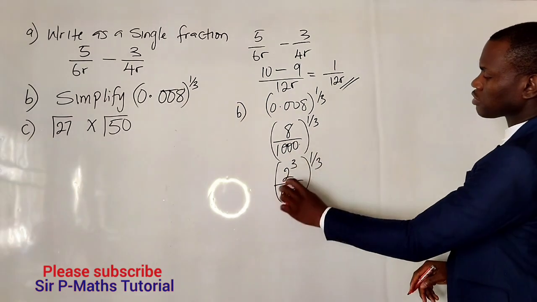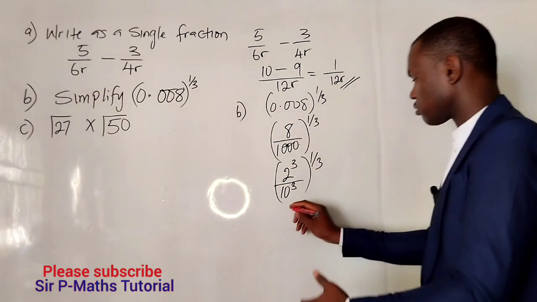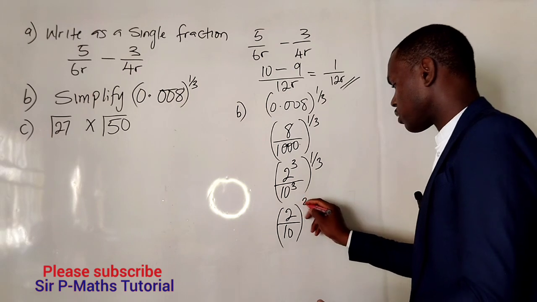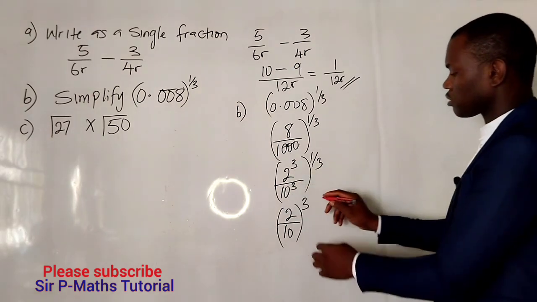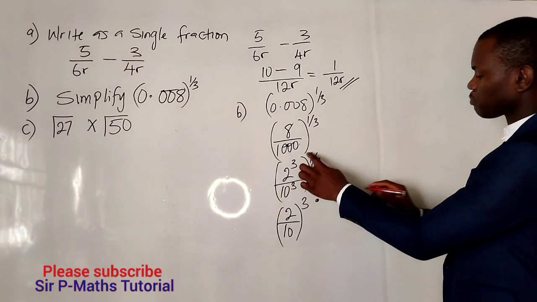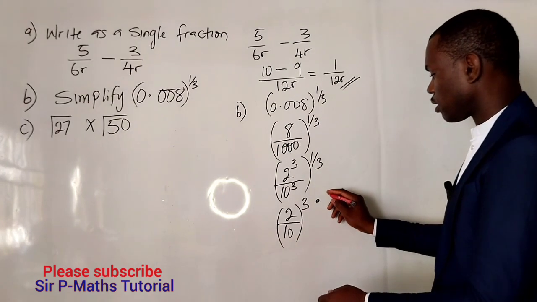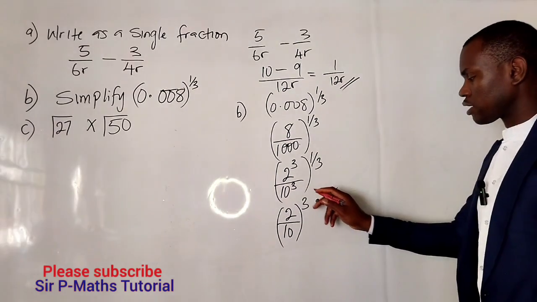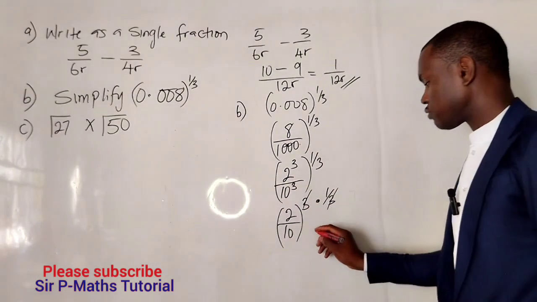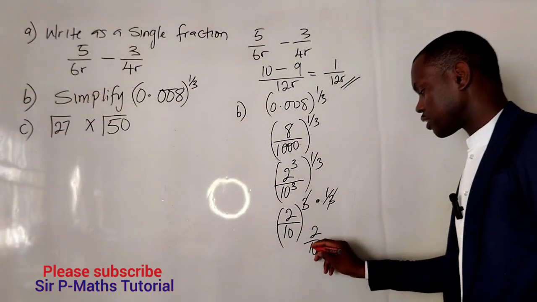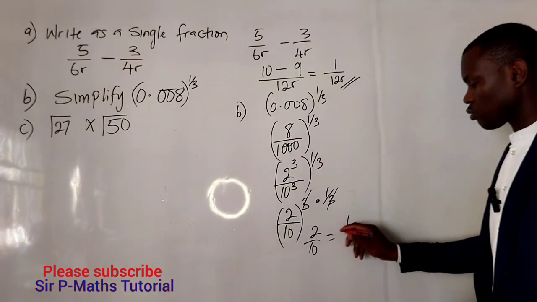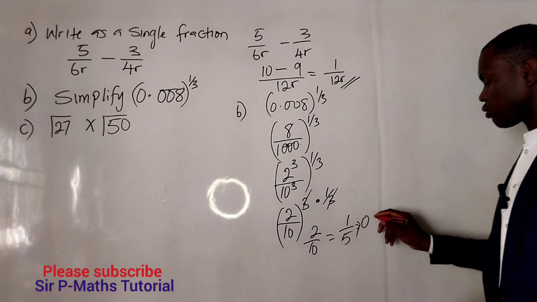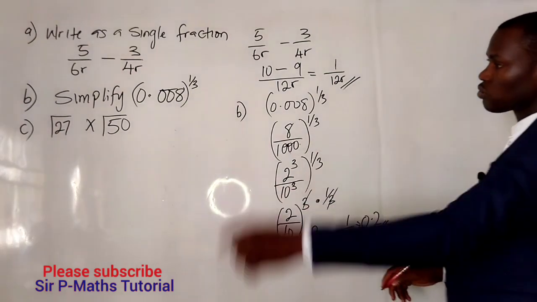But we can write this fraction as a single power. So I will have 2 over 10 raised to power 3, factoring out their powers. Then we multiply it against this power, so I will have 1 over 3. Now this 3 can cancel this 3. So I am left with 2 over 10, which can be written as 1 over 5 or 0.2. Okay, so let's solve the third one.